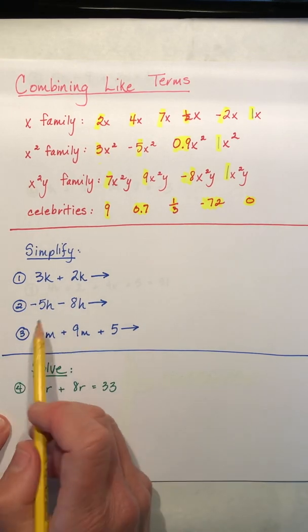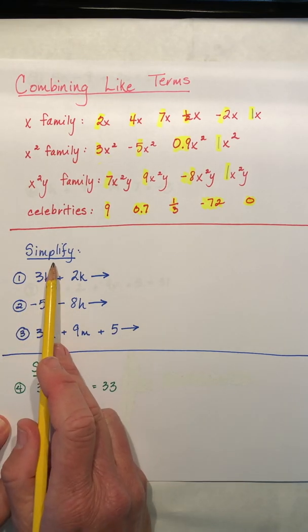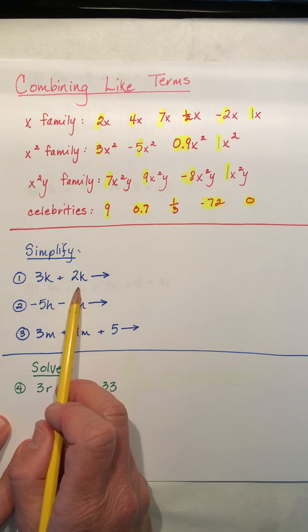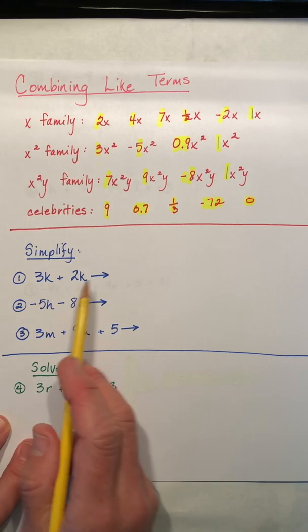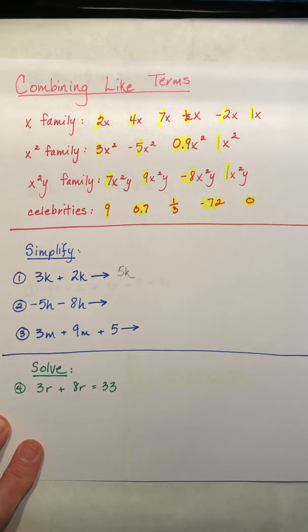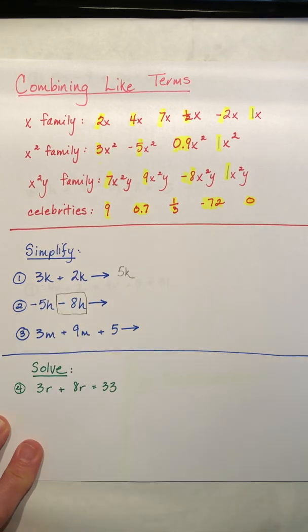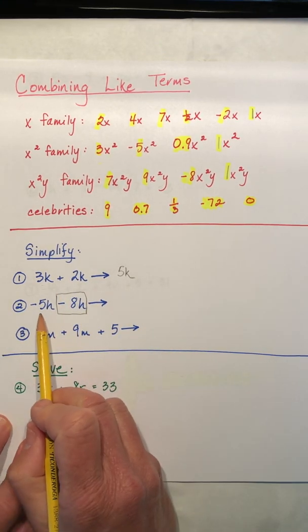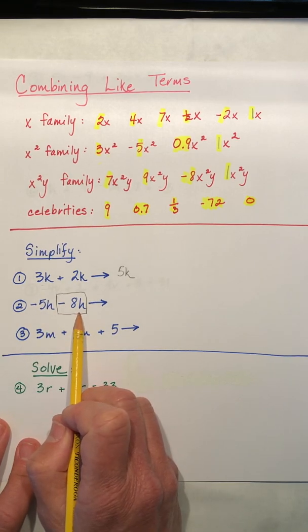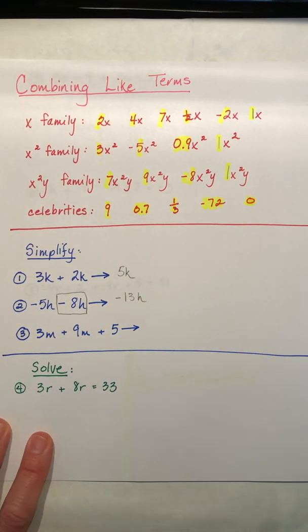So, and this is the part I'm going to ask you to do with me, we can simplify expressions when the terms are the same. So a 3K plus a 2K could be simplified to 5K. I am going to box in my subtraction here. Now I can think of this as negative 5H and a negative 8H. When I combine those, I would get negative 13H.